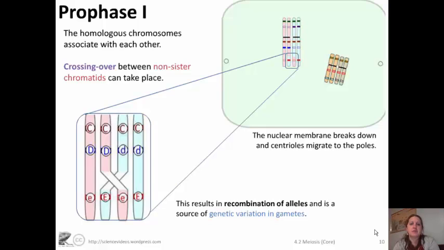Other things that are happening in prophase 1: your nuclear membrane breaks down, and the centrioles migrate to the poles, either north or south or east or west, and your spindle fibers start to develop.